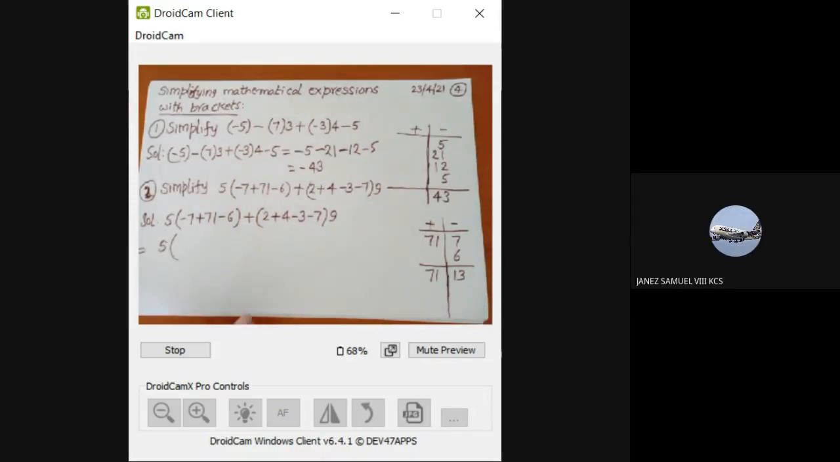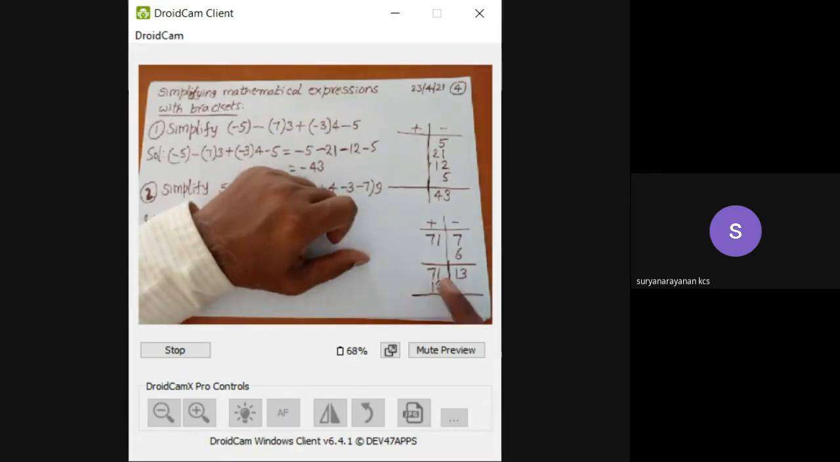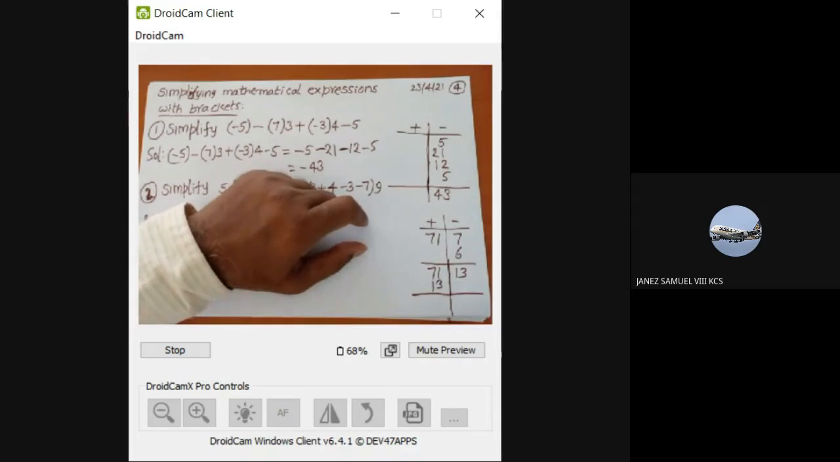71 minus 13. 71, not 721. 71. Okay. Subtract 13. Subtract the smaller number from the bigger number. Remember this rule. Now subtract. What will you get here? What is the number you will get here? 58.